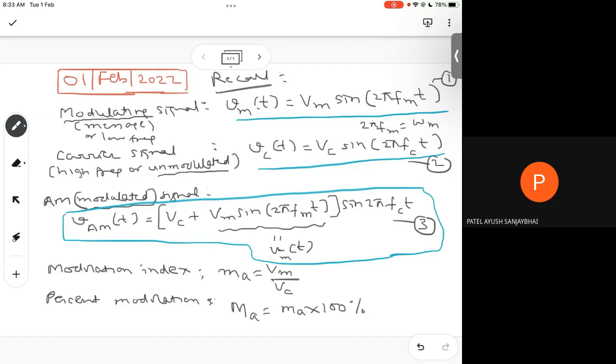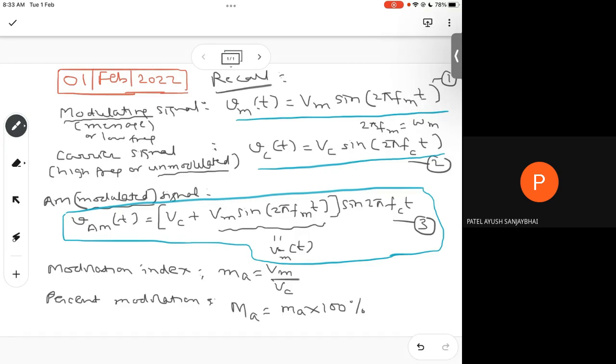Okay, so what we have learned so far, we have your message signal, intelligent signal, which is called a modulating signal, which is given by Vm(t) = Vm sin 2π fm t, where 2π f is your omega, angular frequency. And then we have a carrier signal. Why we need a carrier signal? We have learned that, which is typically a high frequency or unmodulated signal. That is of this form, Vc(t) = Vc sin 2π fc t.